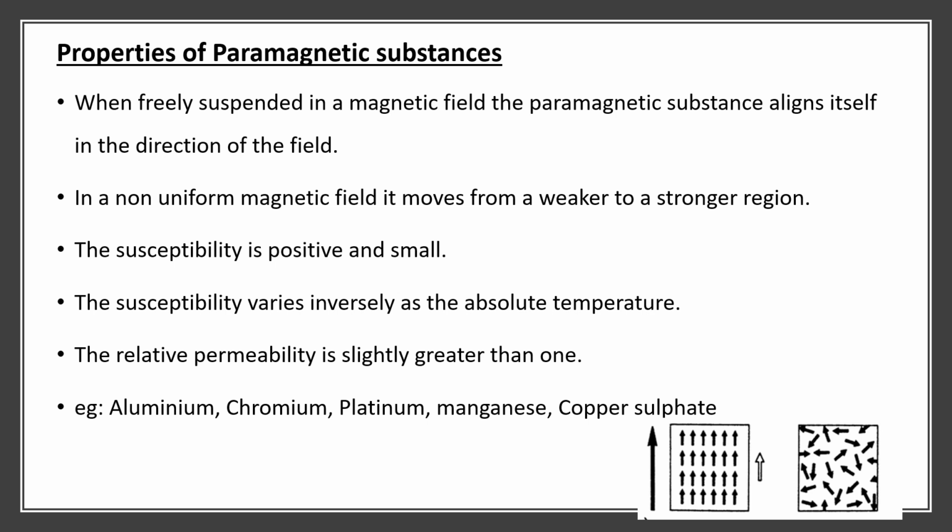And the second property is that in a non-uniform magnetic field, it moves from a weaker to a stronger region. The third property is that the susceptibility is positive and small. The fourth is that the susceptibility varies inversely as the absolute temperature. The fifth property is that the relative permeability is slightly greater than 1. Examples of paramagnetic substances are aluminum, chromium, platinum, manganese, copper sulfate, etc.